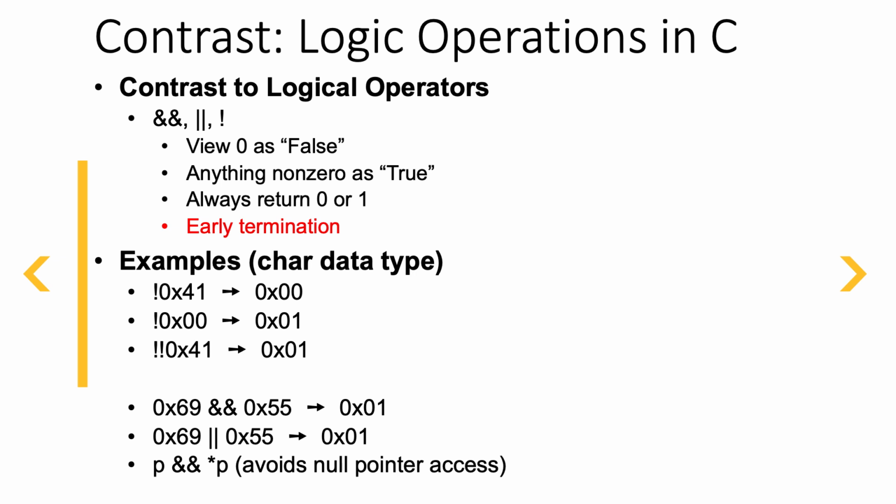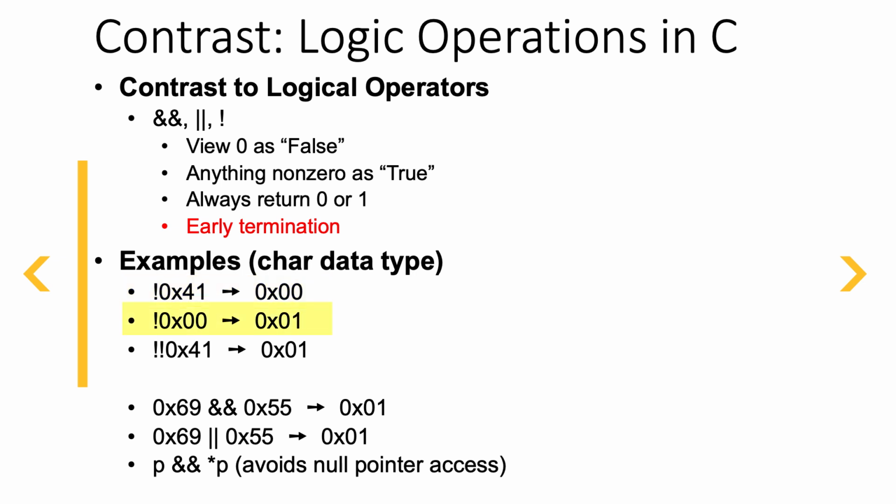I know what the output's going to be. So some examples of this, if we do a not on hex 41, we're not flipping it around like we did on the last slide. We're not going to come out with that value that we came out with on the last slide. It's just going to be 0, right? 41 is a non-zero thing, so that's true. And when we not that, it becomes false, and so that's a 0.